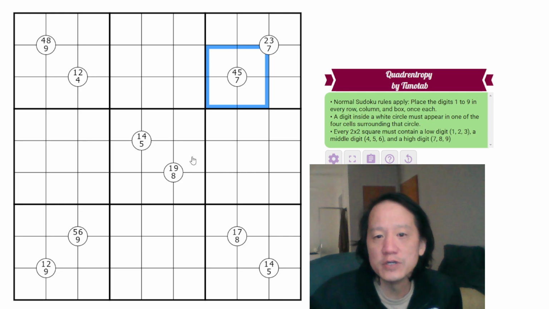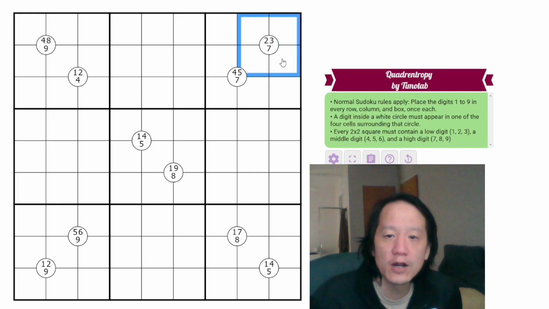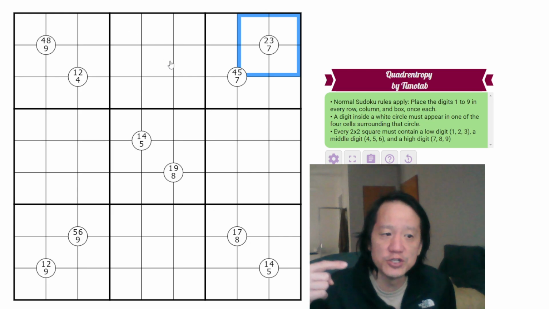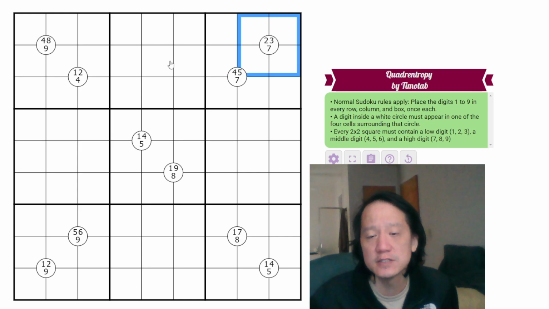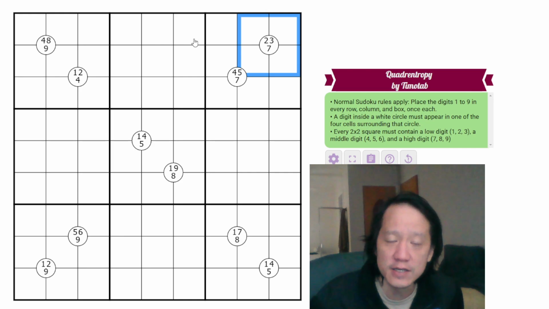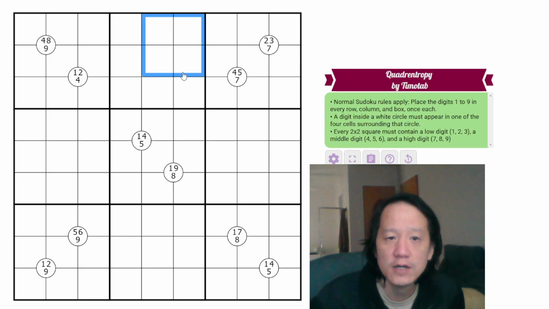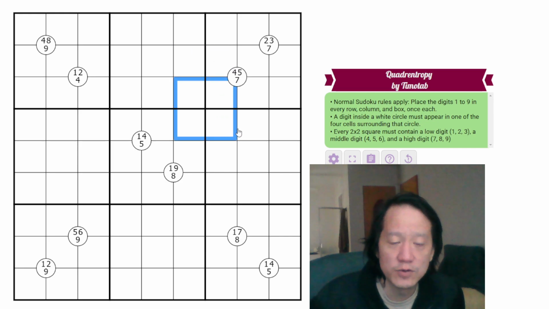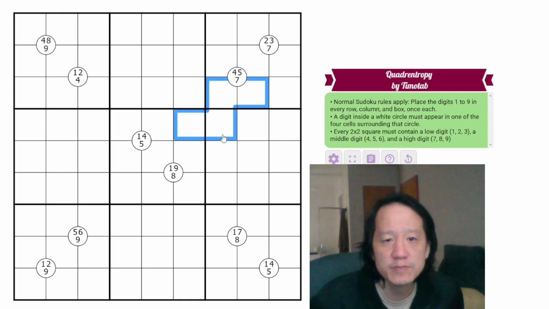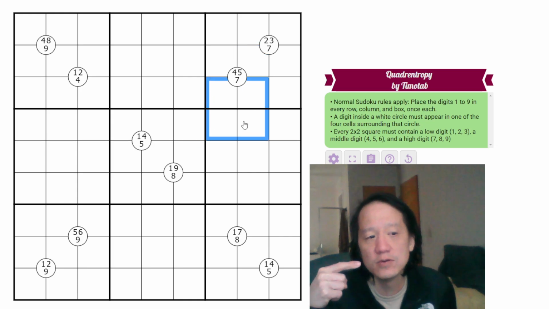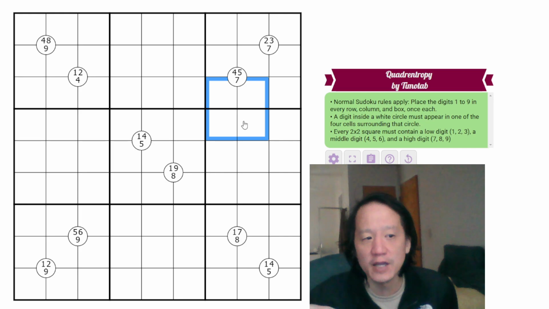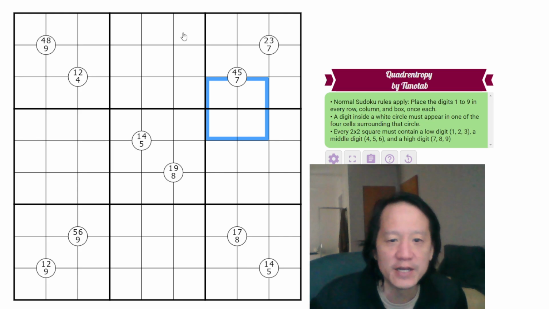And the last rule is every 2x2 square must contain a low digit, which is 1, 2, or 3, a middle digit, which is 4, 5, or 6, and a high digit, which is 7, 8, or 9. And that's for every 2x2 area. So that includes this one, this one, this one, this one. Even the quads must have one low, one medium, and one high number. And then the last digit can be any of the three, from any of the three sets.